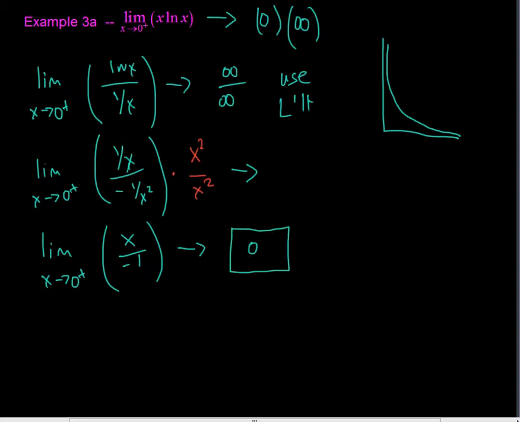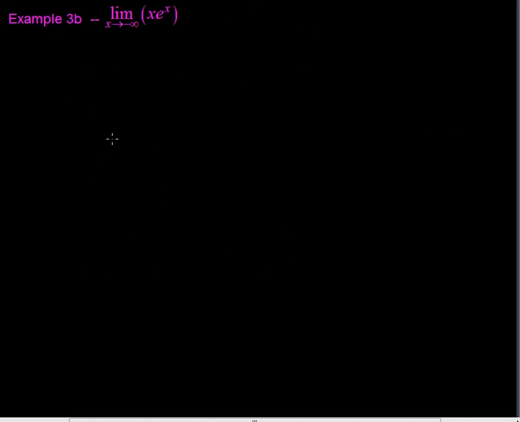All right, I have another example for us. Let's go ahead and go to that. So example 3b is the limit as x approaches negative infinity of x times e to the negative x. Think about what that's doing. So that would be negative infinity times, as x approaches negative infinity, e to the negative infinity is approaching 0. So it's negative infinity times 0. It's again an indeterminate form. And we can rewrite this as a quotient and use L'Hopital's rule.